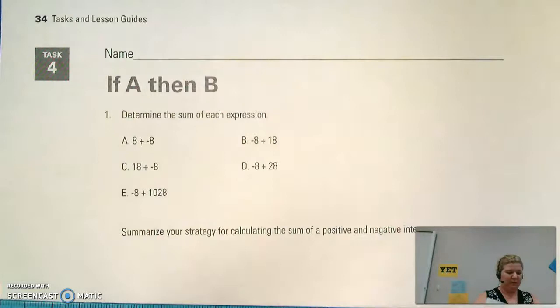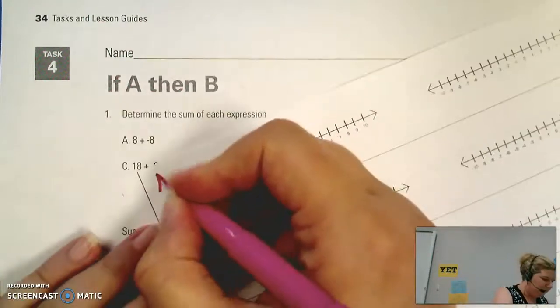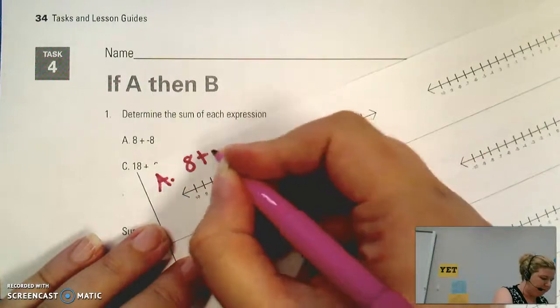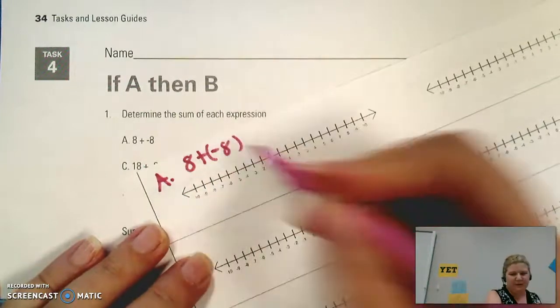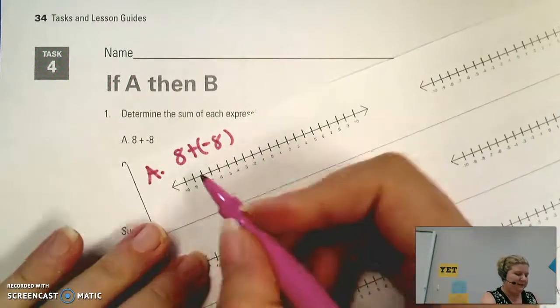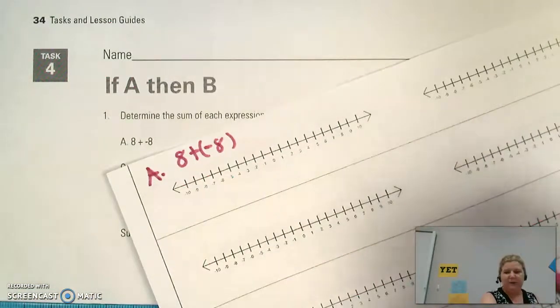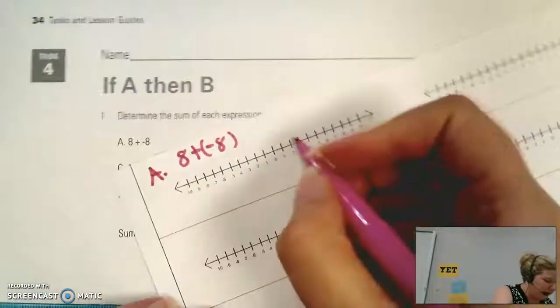We've also been working with number lines. So I want to model this on a number line as well. Got my number line here. I'm going to label this one A. Copy the problem. 8 plus (negative 8). These parentheses just kind of make it pretty. It separates the addition sign from the subtraction sign. That is the purpose of those parentheses. My writing is not the best, so that's why I'm trying to make that a little prettier.